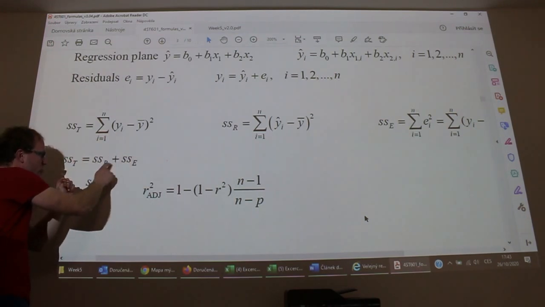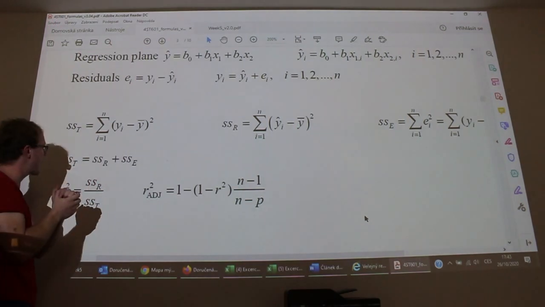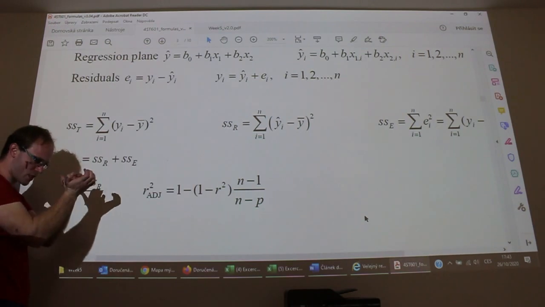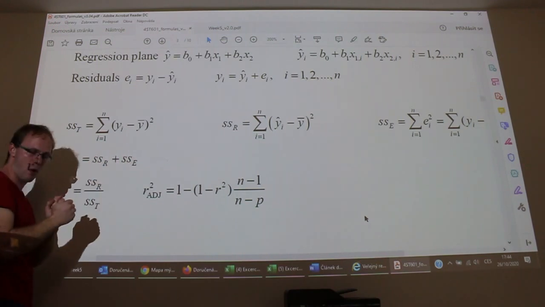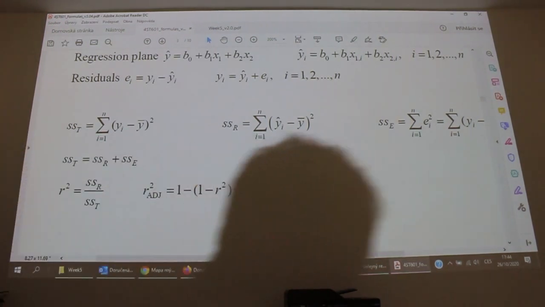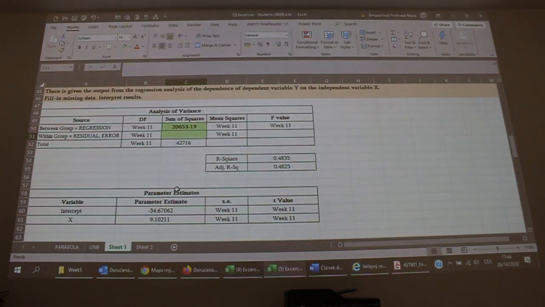Again, you can return to your formulas, and you know that total sum of squares is a sum of regression and error sum of squares. How can you calculate error sum of squares? The difference between total and regression. Total minus regression is equal to error. So please do this. We will do this here in Excel: equal sign, total sum of squares minus regression sum of squares. Enter, and you have here a result.